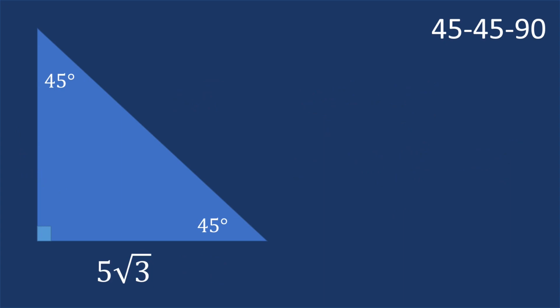Now what if one of the legs is 5 square root of 3? What is the length of the other side? Well, we know the other leg has the same length, so that's 5 square root of 3. Here the leg, remember, is x. So x is equal to 5 square root of 3.